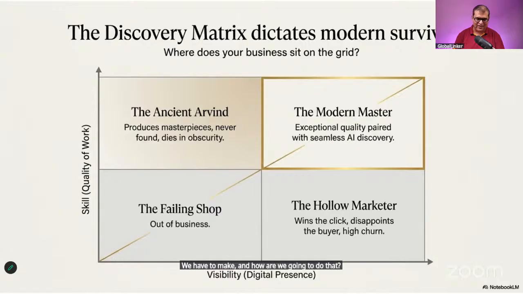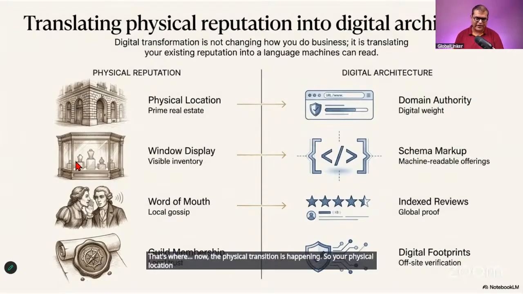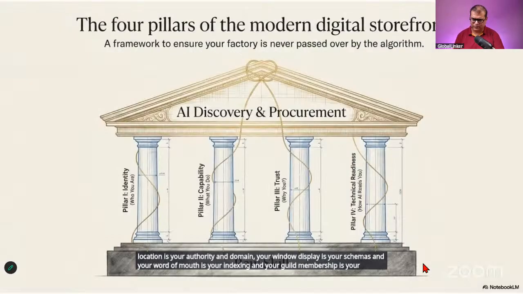Let's understand. That's where the physical transition is happening. Your physical location is your authority and domain, your window display is your schemas, your word of mouth is your indexing, and your guild membership is your digital footprint. So that transition we have already talked about.